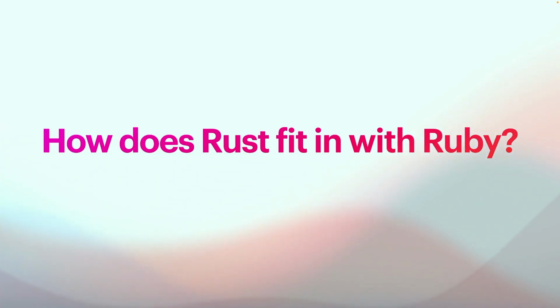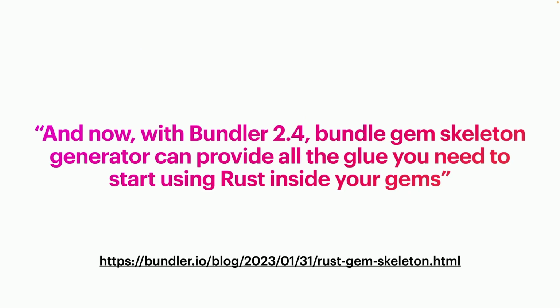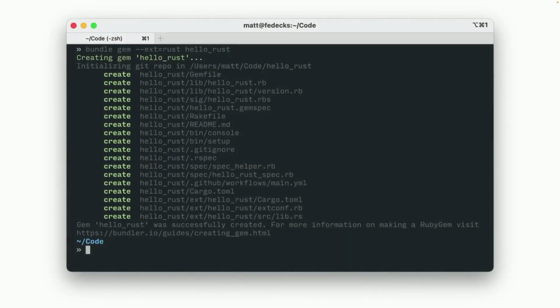But how does Rust fit in with Ruby? At the beginning of this year, this blog post was published, and this feature was merged into Bundler. So it's now super easy to create a new Ruby gem with Rust-based native extensions. You just use the same gem skeleton generator you did before. Well, you just call it with this ext equals Rust parameter, and you get a Ruby gem with built-in support for Rust extensions. Don't worry if you can't read it, it's unimportant.